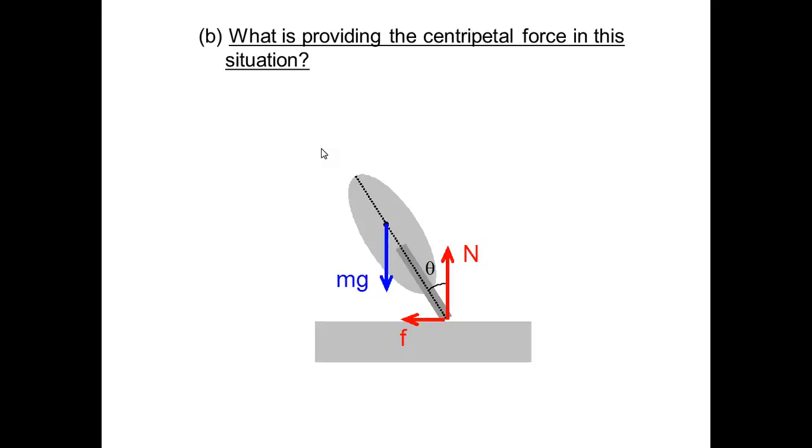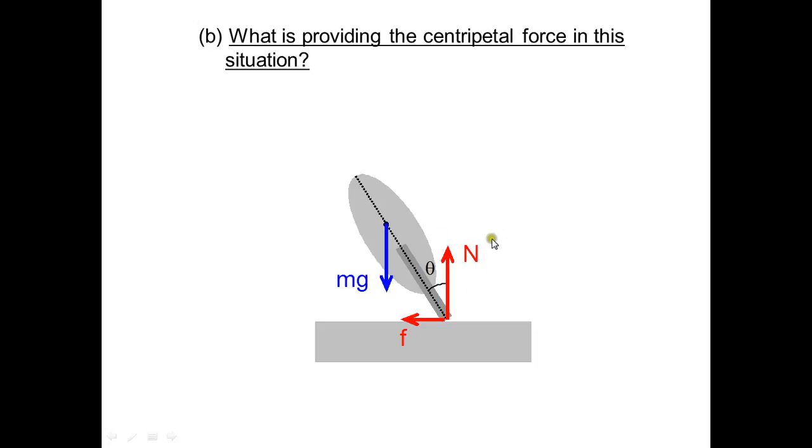Let's take a look at part B. What is providing the centripetal force in this situation? So we take a look at the free body diagram for the motorcycle. I will have the mg, which is the non-contact force. The motorcycle is in contact with the ground, so there will be a normal contact force. Normal contact force, as the name implies, must be perpendicular to the surface, pointing away from the surface.